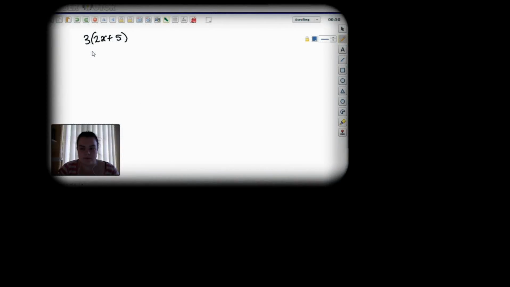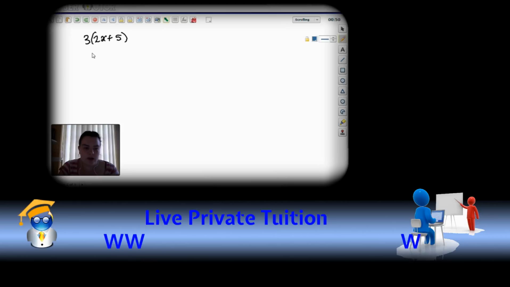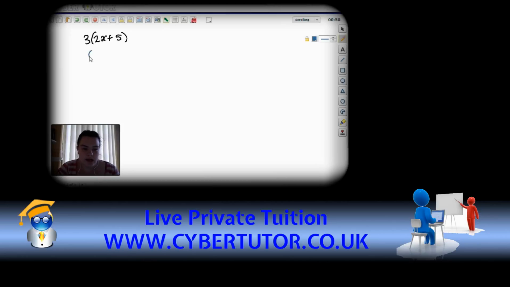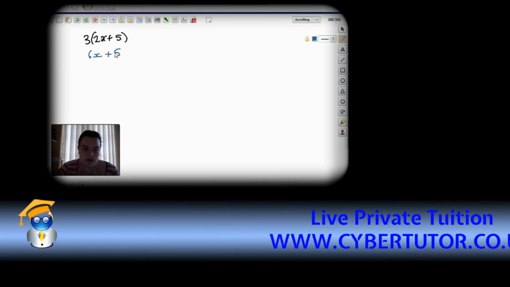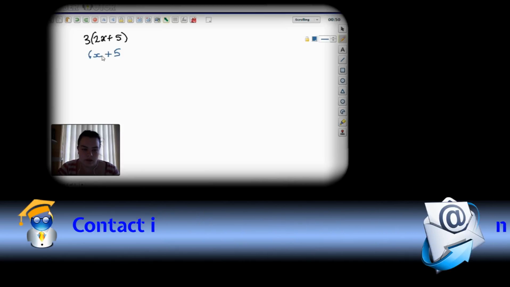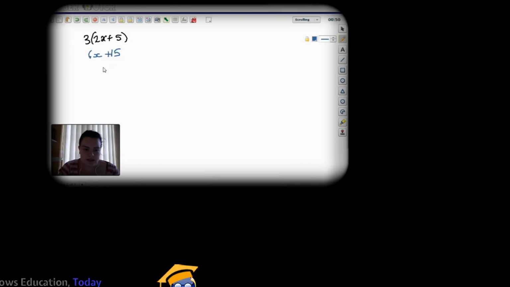Alright, so here's a single bracket expansion. Are you happy to give that a go? Yeah, would it be 6x plus 5? No, actually, it's not quite that. Not quite right. Do you want to give it another go? Oh, was it 3 times 5 as well? Yeah, 3 times 5 as well. So it'd be 6x plus 15. Yeah, perfect. Well done.